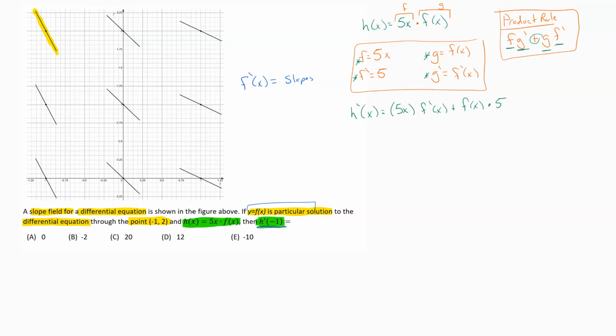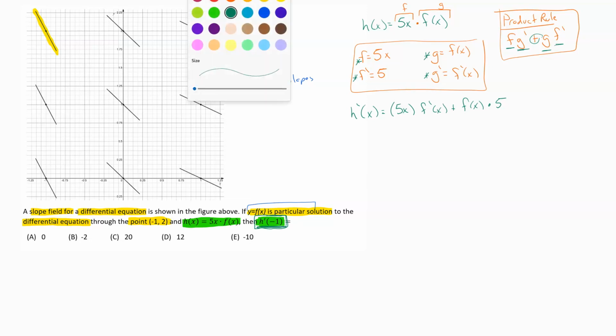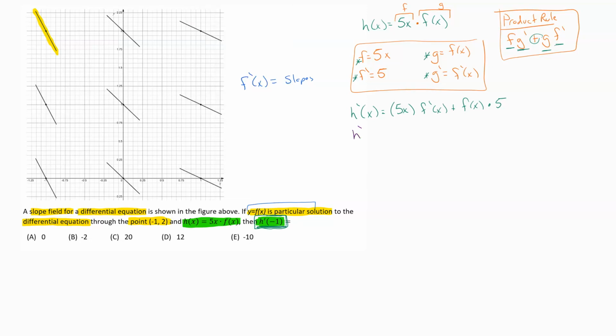So there's my derivative, and now I come through and I'm like, okay, well the other thing they wanted me to do is now plug -1 into that. So I need to know what is h prime of -1 equals. So everywhere I see an x in this equation over here, I'm just going to replace it with a -1. So this is going to be 5 times -1 times f prime of -1 plus f of -1 times 5.